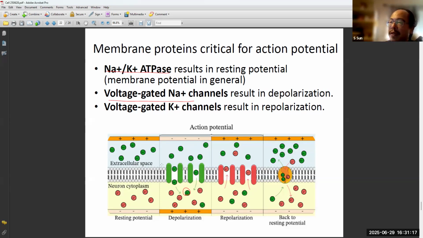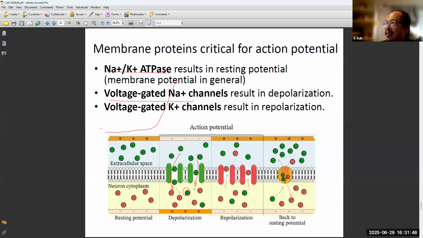And this channel will open, then it allows sodium to go through freely, from high concentration to low concentration. So sodium will go in, and then it will bring the positive charge into the cell, and so it causes depolarization. So it was negative, and then here positive, right? Positive coming in, and then it closed.